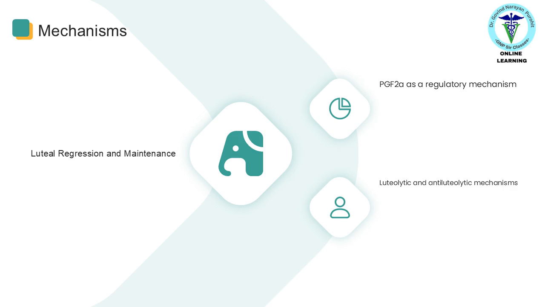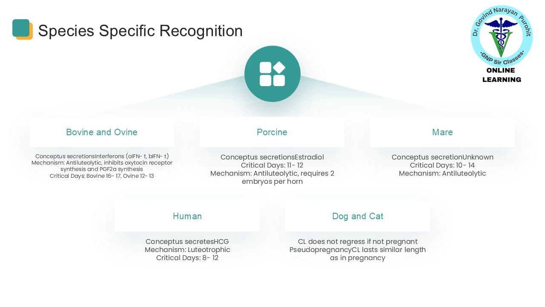The mechanisms of luteal regression and maintenance are vital. PGF2 alpha acts as a regulatory mechanism, and there are both luteolytic and antiluteolytic mechanisms at play. Species-specific recognition varies. For example, bovine and ovine species rely on interferons, while porcine species require estradiol. Humans use HCG, and dogs and cats have unique mechanisms as well.